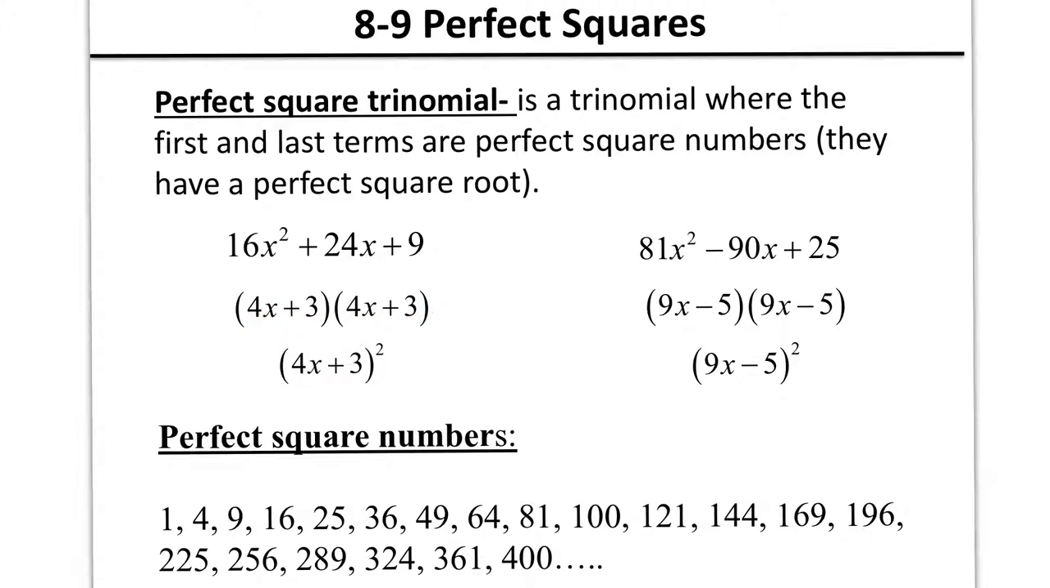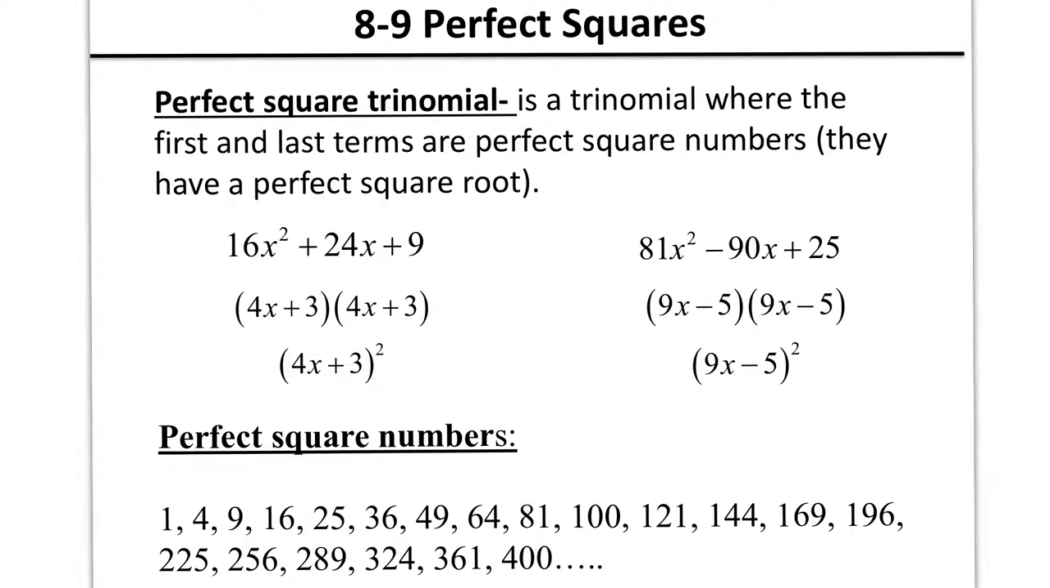You're going to set up your answer. You're going to take the square root of 16x squared. So the square root of 16 is 4. The square root of x squared is x. So you guys have 4x and a 4x in your parentheses. And the last term, 9, the square root of 9 is 3. So you put a 3 here and a 3 over here.